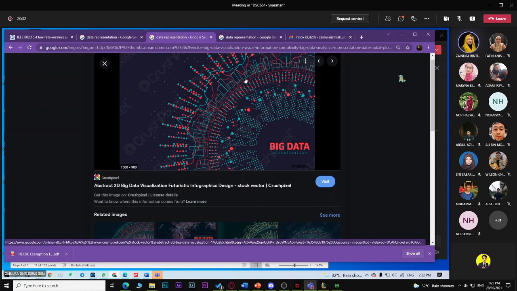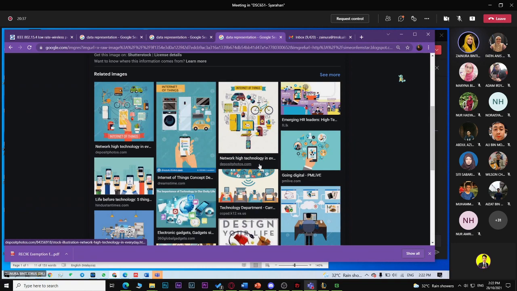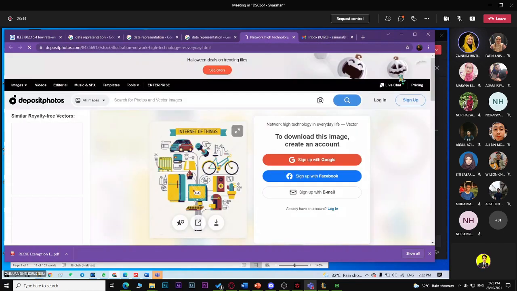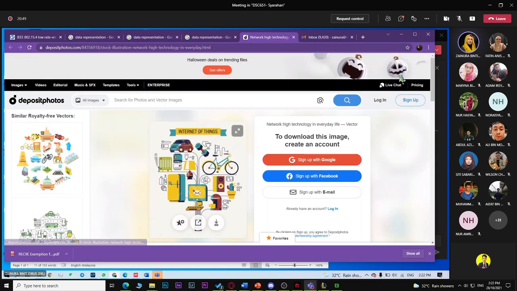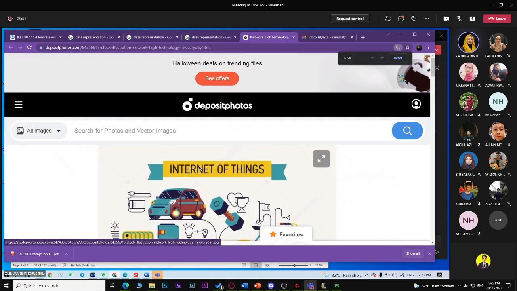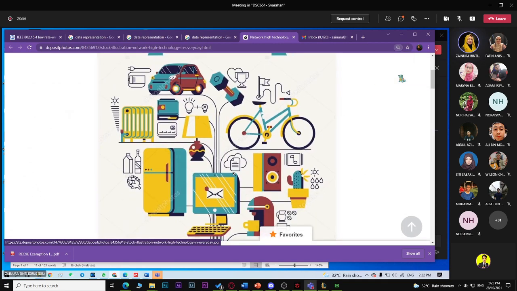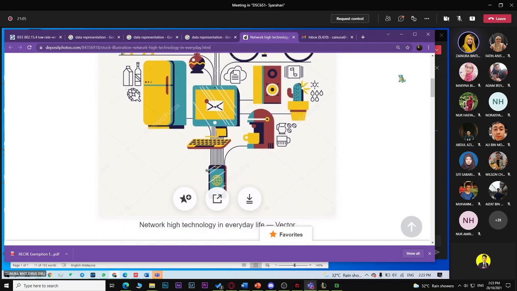Another one is, okay, this is also data representation, but it's not about frequency. If you see this one kan, dia tak ada frequency. It's not about frequency. Like this one, true if you want to preserve information. Because data visualization does not limited to graph. Macam ni kan, this is IoT.